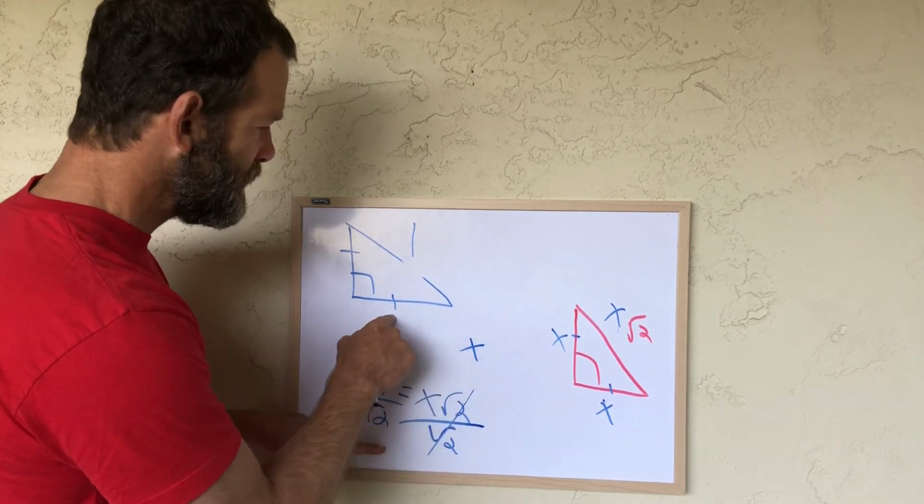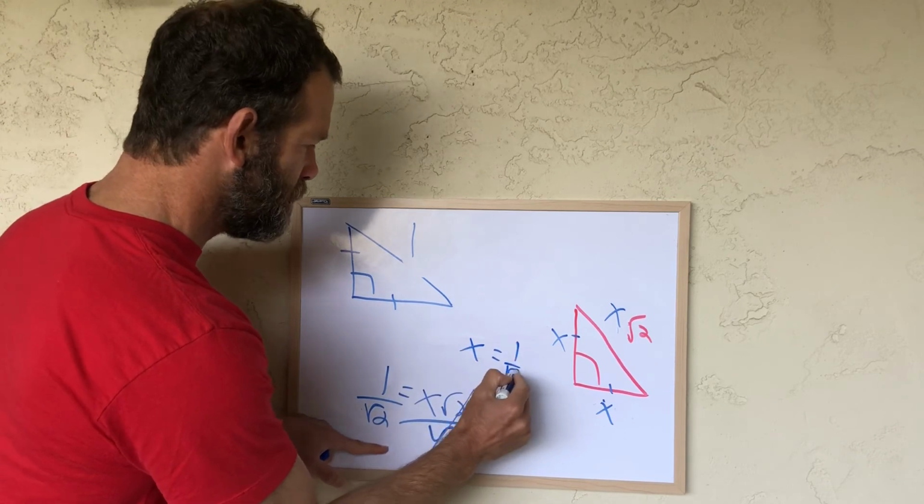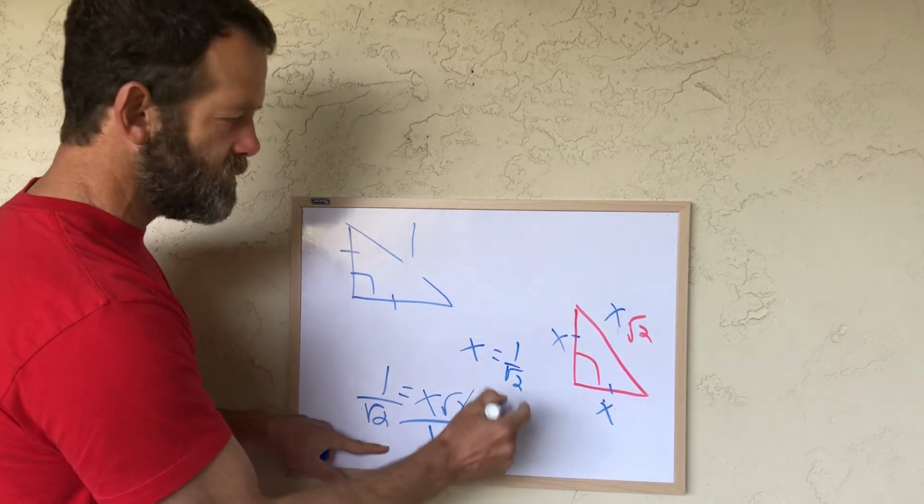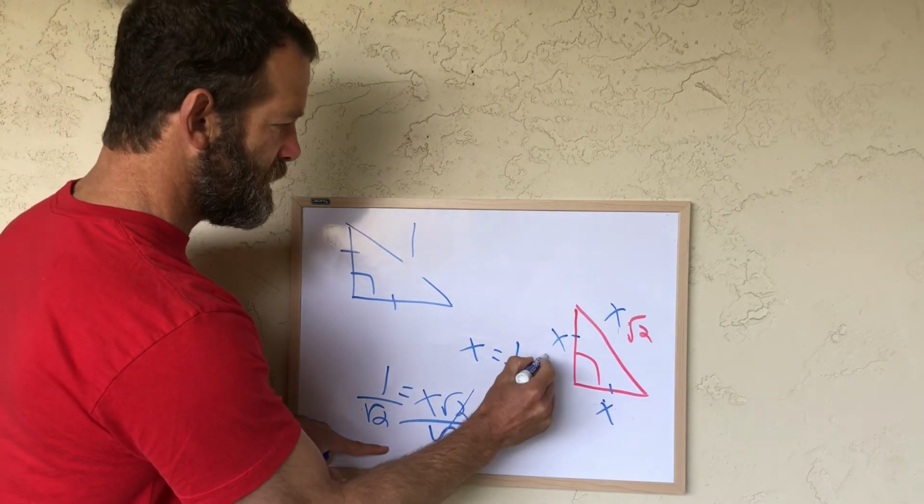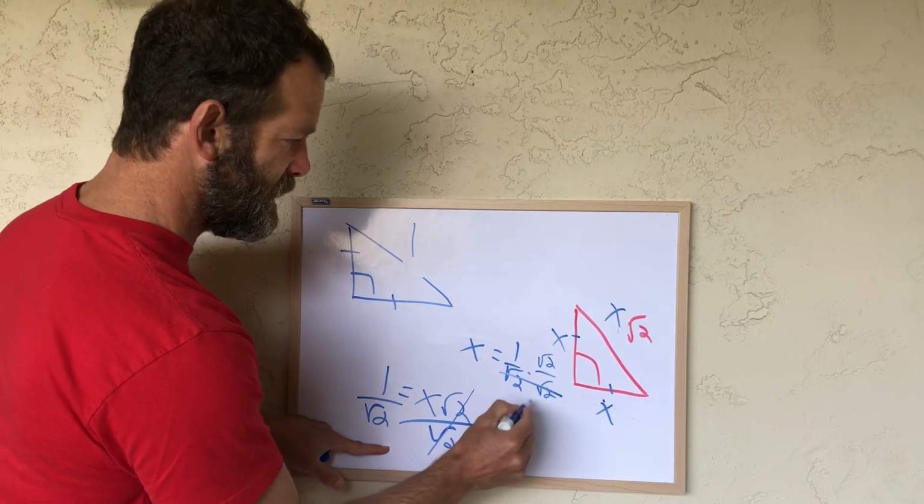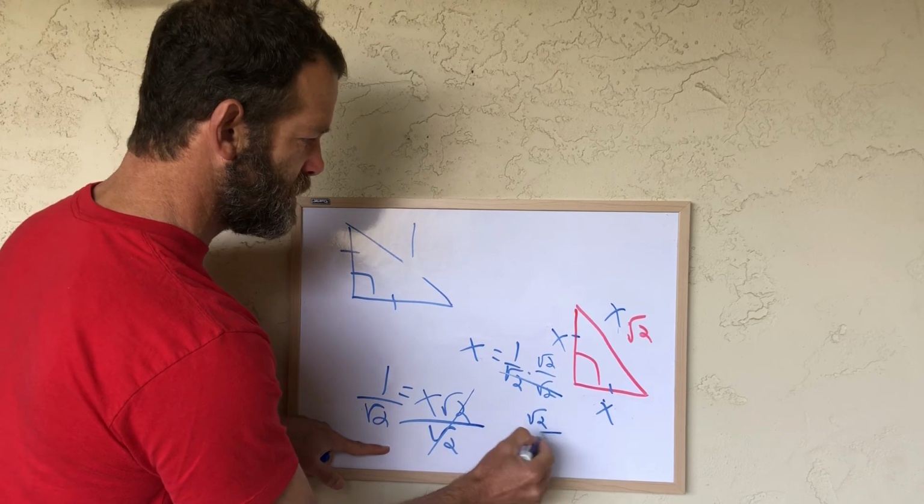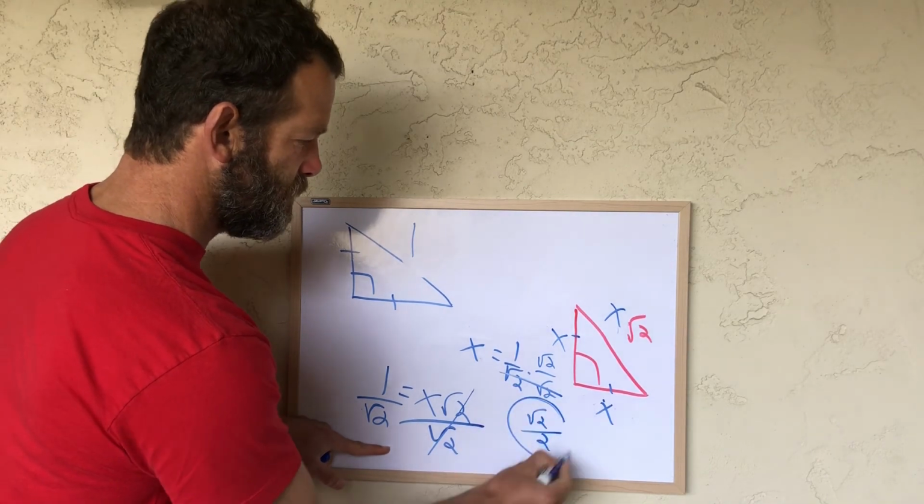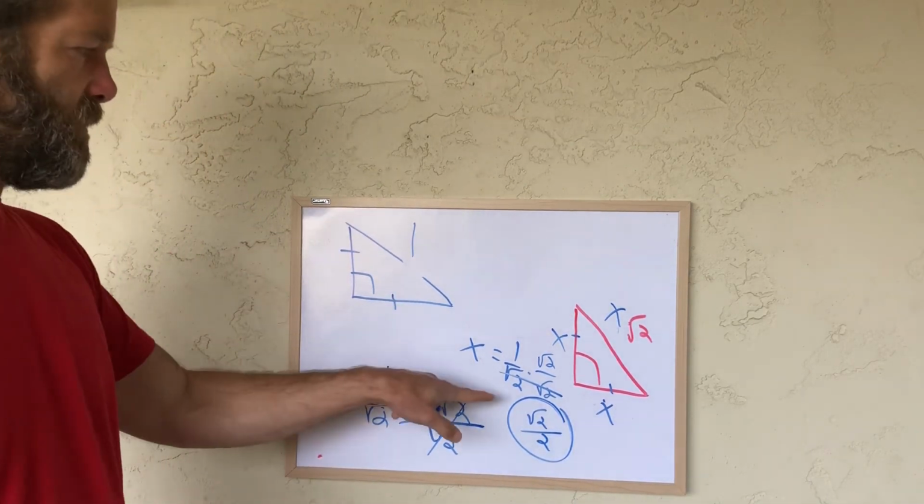To get x, this side, equals 1 over root 2, but you can't have a square root in your denominator, so remember you have to multiply the top and the bottom by root 2. This cancels out to give you 1 times root 2 is root 2. Root 2 times root 2 is 2. So x would equal root 2 over 2.